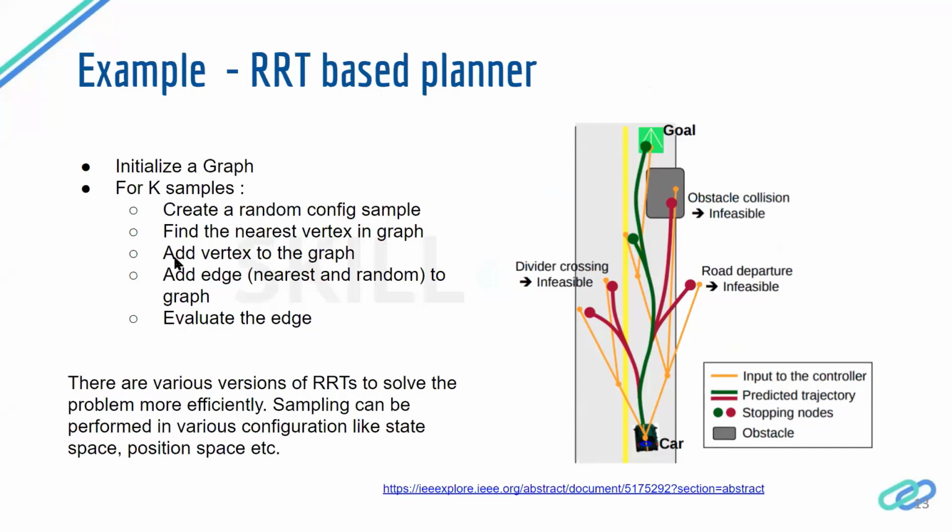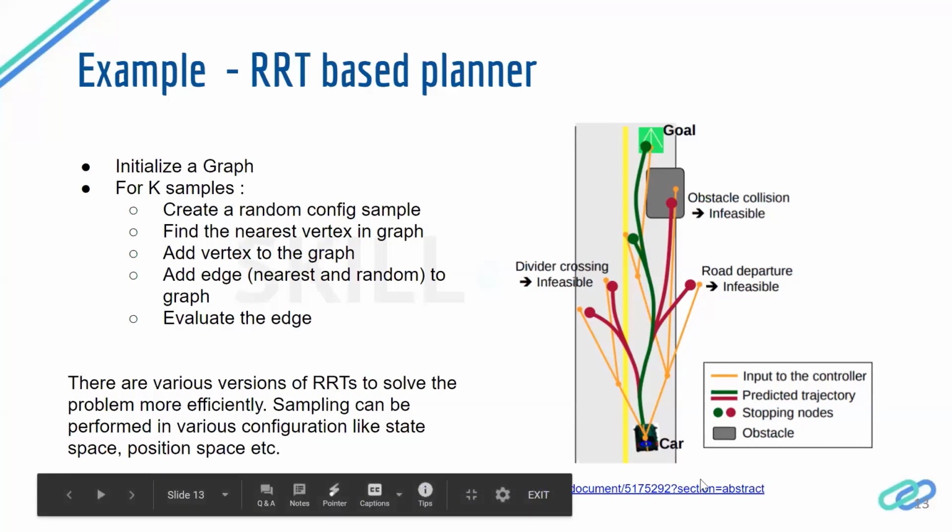This is a graph-based planner, and most of the planners are graph-based. So it's a good idea to know a little bit more about graphs before we tackle the problem of planning. So we have the car, and we initialize the graph. We say, okay, I want to make K samples, or 100 samples. Then we create a sample in a random configuration.